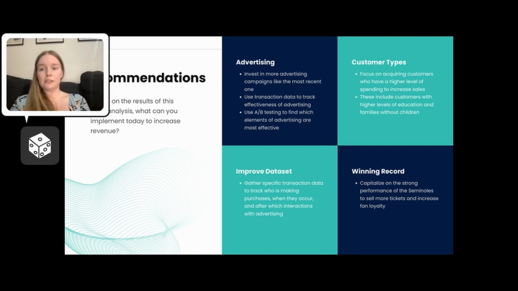Customer types. We need to focus on acquiring customers who have higher levels of spending to increase sales. Based on our data, these customers are the ones with higher levels of education and families without children, so we should really target those segments. We need to improve our data set. We need to gather specific transaction data to track who is making purchases, when they occur, and after which interactions with advertising, so we can have better data overall.